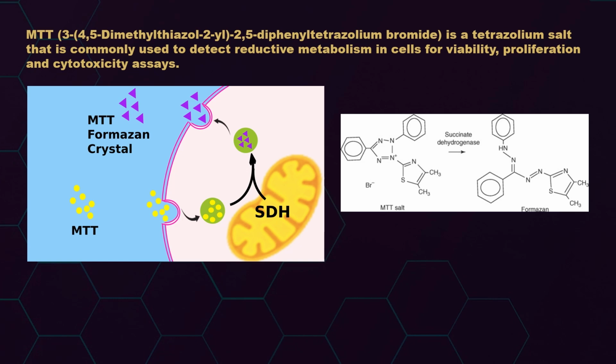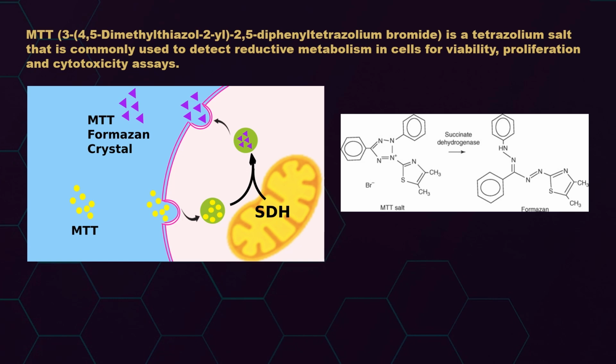So first one is MTT. MTT is a salt. It is a 3,4,5 dimethyl triazole 2-vinyl 2,5 diphenyl tetrazoline bromide. It is a tetrazolium salt that is commonly used to detect reductive metabolism in cells for viability, proliferation, and cytotoxicity. What MTT does, it actually tells directly the viability of cells.